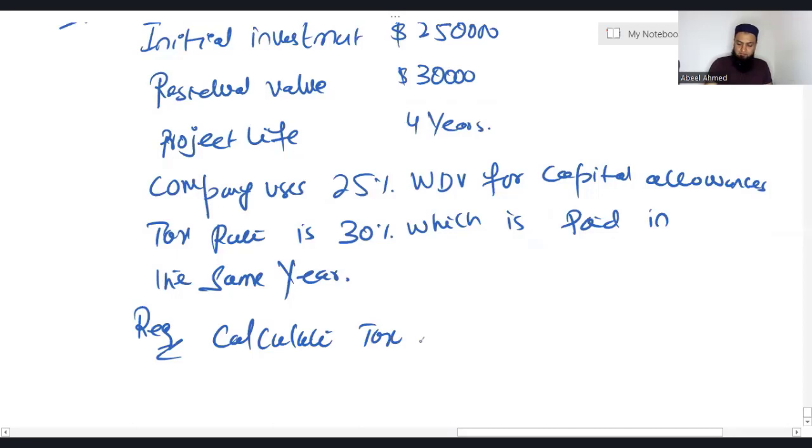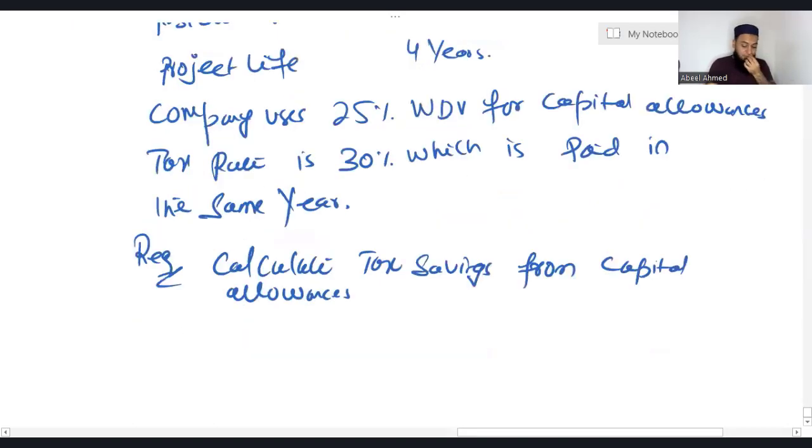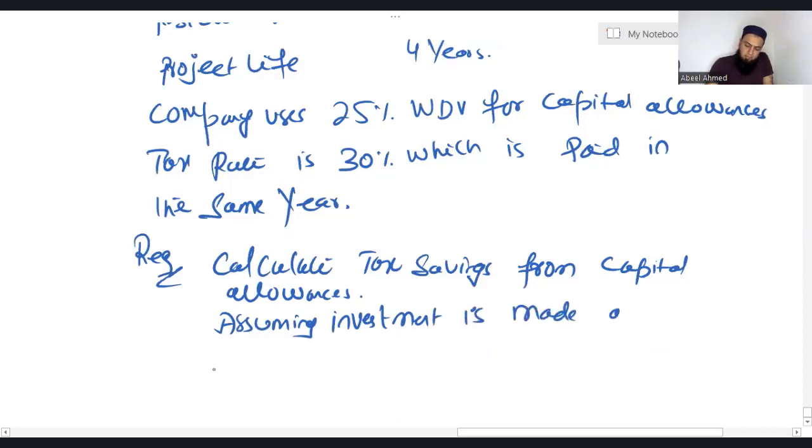Required: calculate tax savings from capital allowances. Assuming investment is made at the start of accounting period.